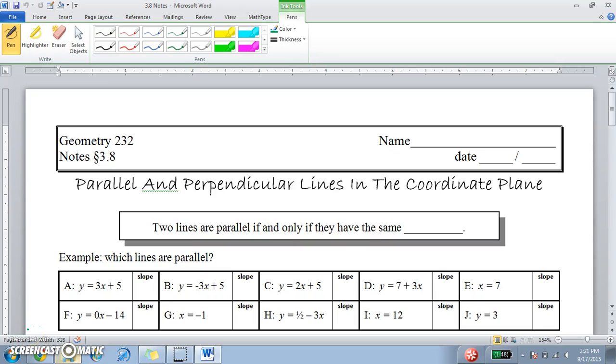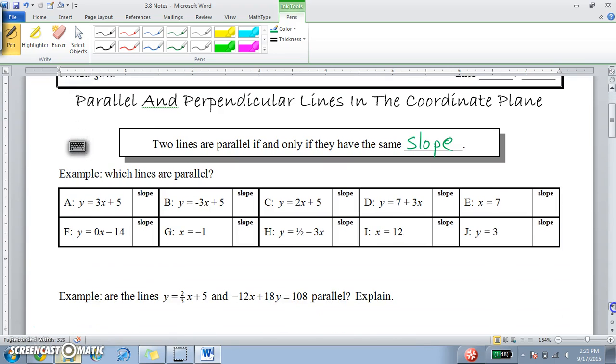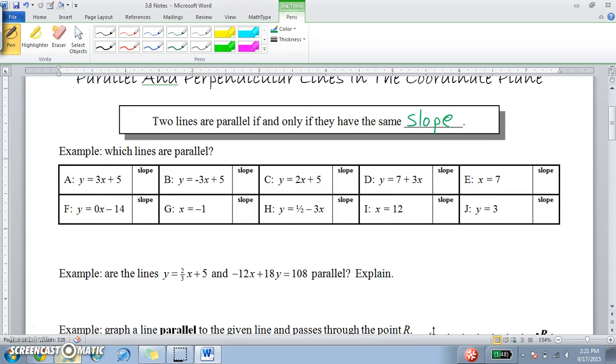This is geometry, section 3.8, parallel and perpendicular lines in the coordinate plane. So, parallel lines. How do we tell if two lines are parallel? Lines are parallel if and only if they have the same slope. So, looking at all of these lines, we're going to decide which ones are parallel.